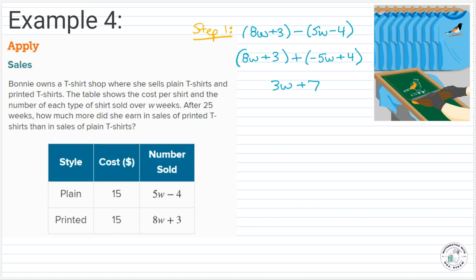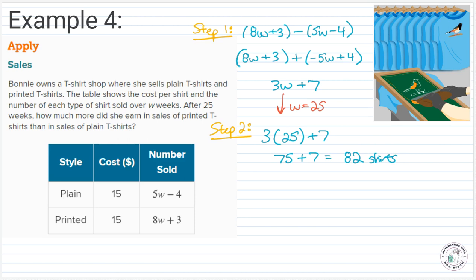So now for step 2, we can actually plug in W. They tell us after 25 weeks, so that's what W is. So W is going to equal 25. Now we can solve this expression for that value. So 3 times 25 is going to be 75 plus 7. So 75 plus 7 is going to end up being 82. Or 82 shirts was the difference between, again, the printed and the plain.